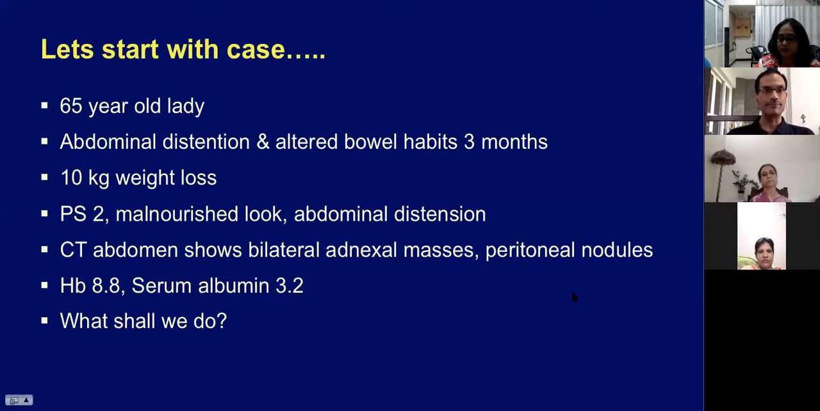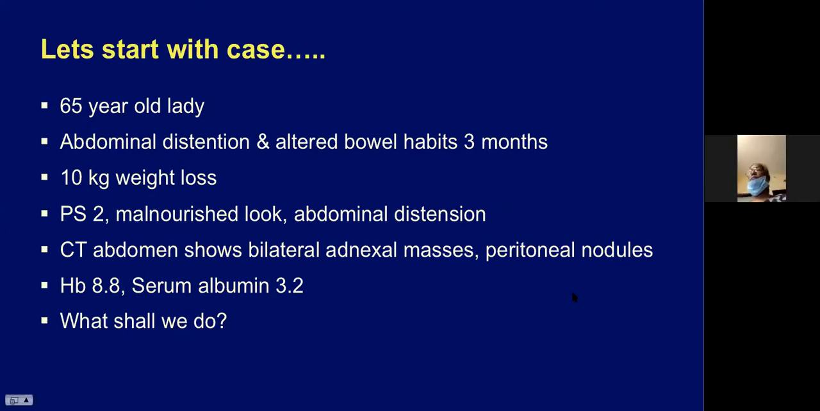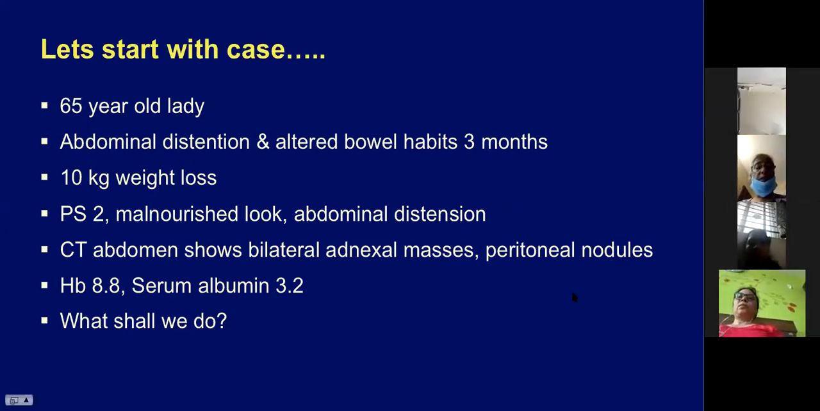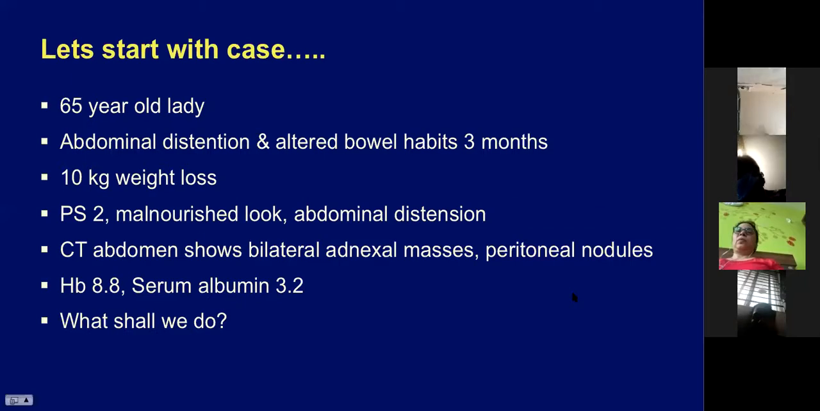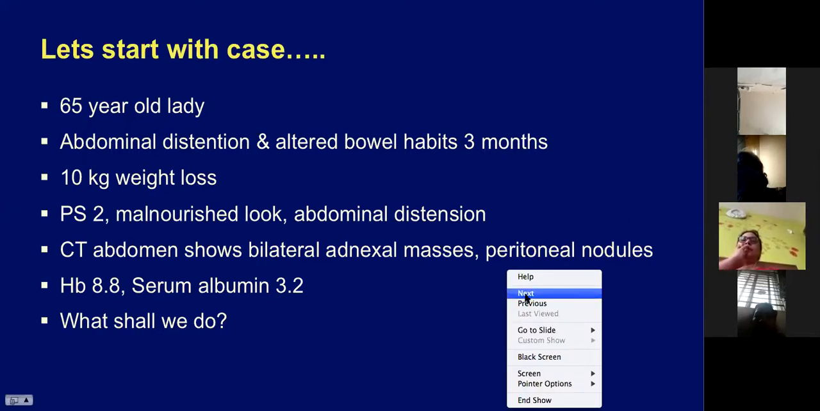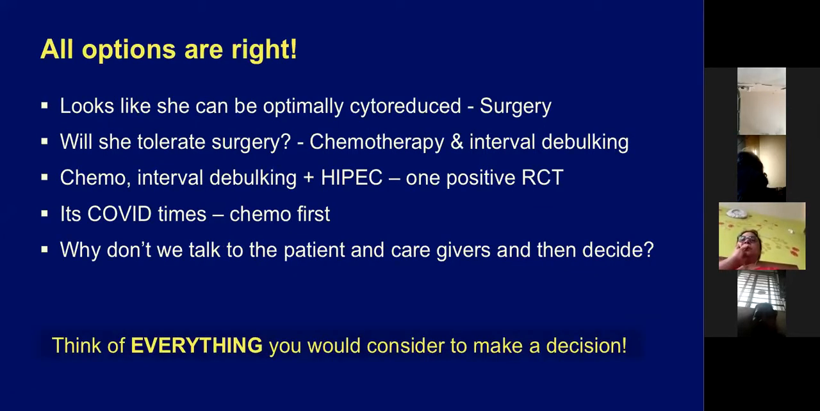Now, let's start with this very common case scenario. This is the only case that I'll be talking about from oncology. After that, it's non-oncology. So here is a 65-year-old lady who presents with abdominal distension and altered bowel habits for 3 months, 10 kg weight loss, performance status is 2, she has a malnourished look, abdomen is distended, the CT scan shows bilateral adnexal masses and peritoneal nodules. Her hemoglobin is 8.8. She's got an albumin of 3.2. So on the rounds, your boss asks you, what should we be doing for this lady?